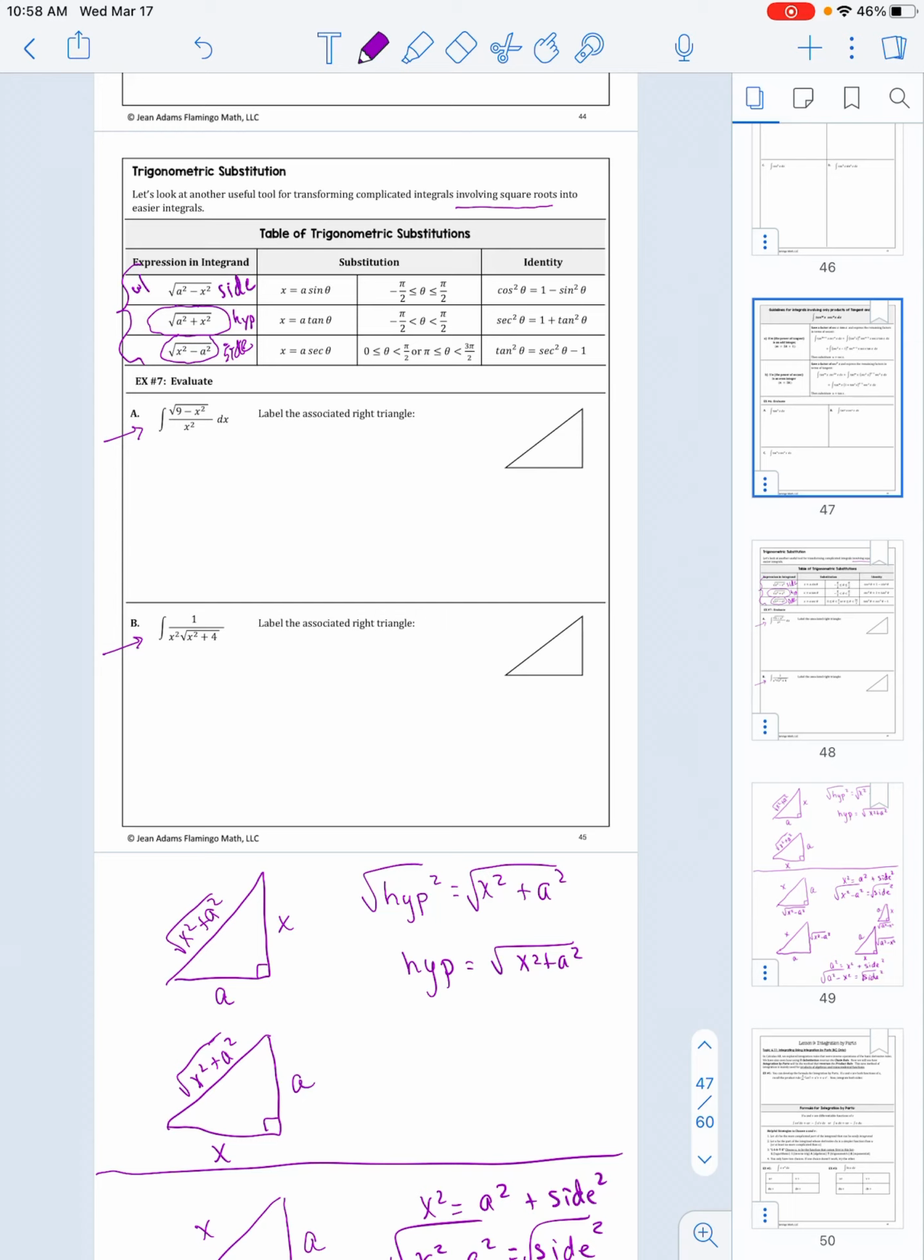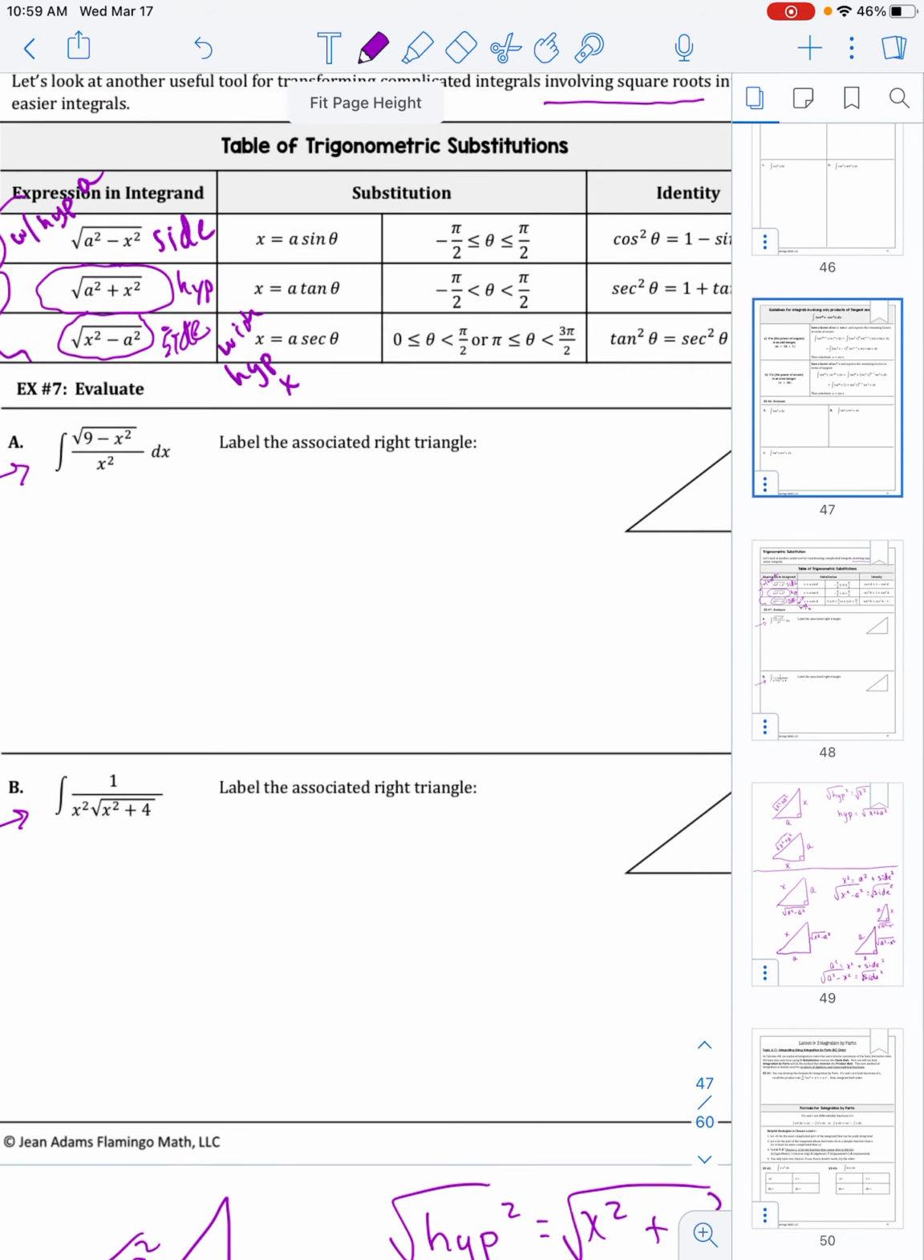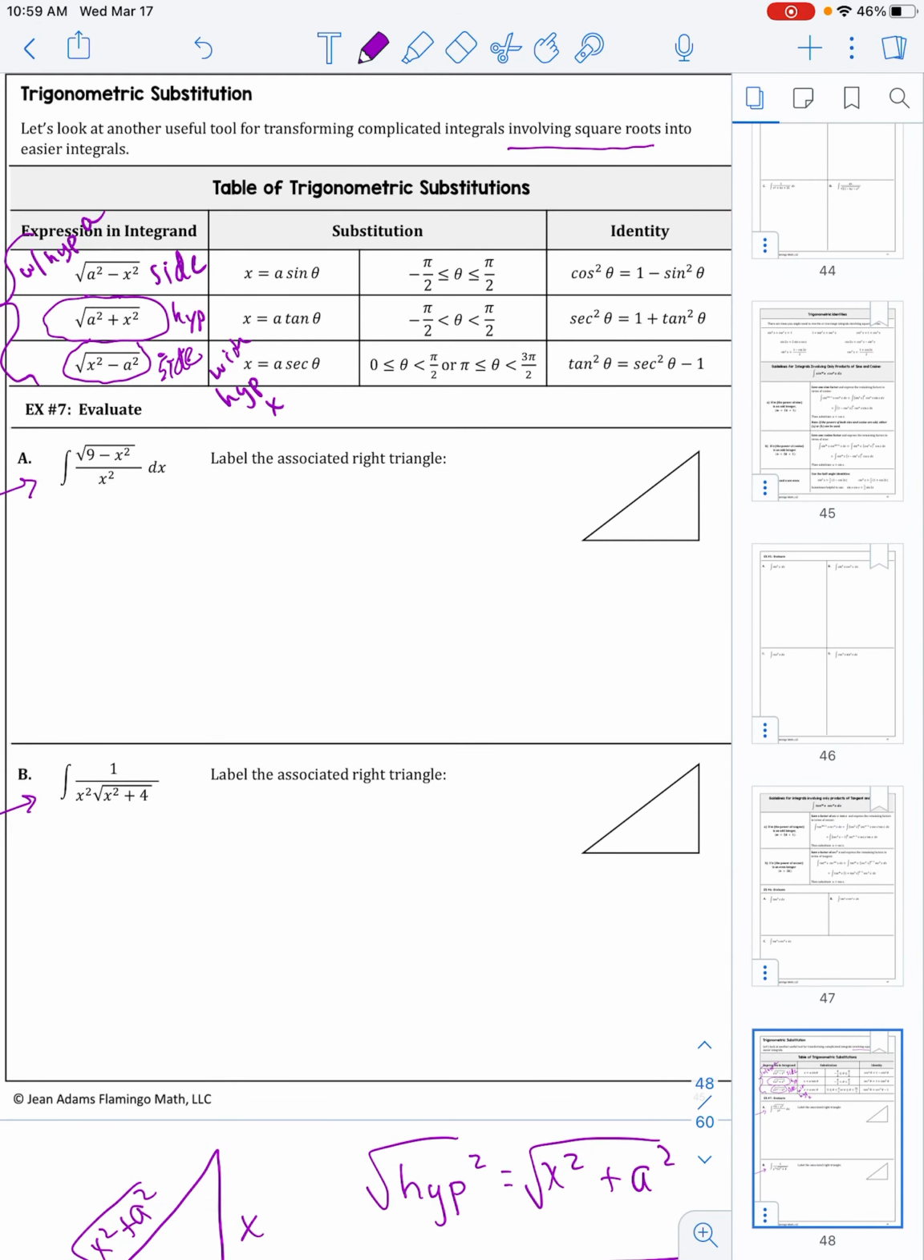This one is with hypotenuse a. This one was with hypotenuse x. But it really doesn't matter. I'm just trying to let you see and maybe understand it a little bit better before we start the problem. But anyway, let's go ahead and look at the problem. I'm not worried about the rest of it. We'll talk about the rest of it in time. So this integral, if I was looking at this, I know that because they're being subtracted, it's a side, okay?